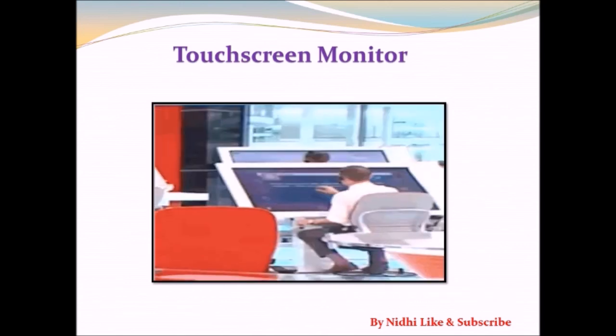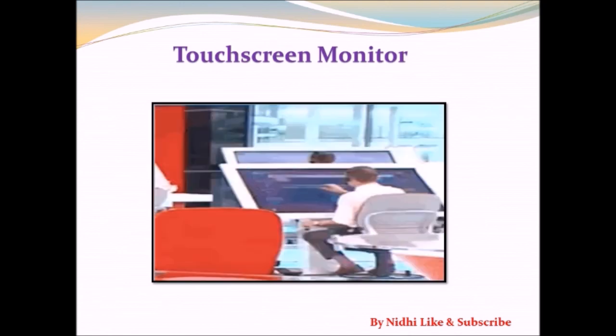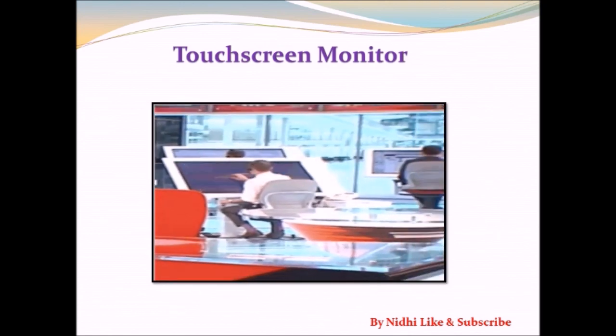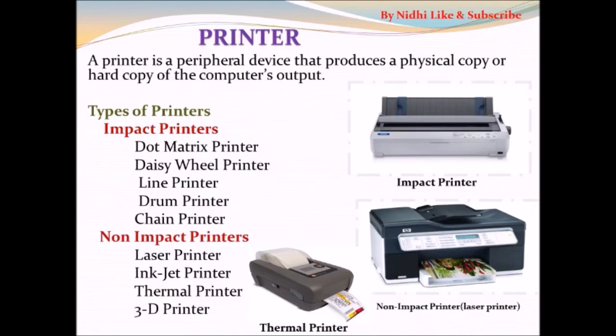Let us talk about printers now. A printer is a peripheral device that produces a physical copy or hard copy of a computer's output. There are two types of printers: one is impact printer and another is non-impact printer. Impact printers work on the principle of typewriter mechanism and allow physical contact between the printer head and the paper. They print by the impact of dot wires on the page, and they are also known as character printers.